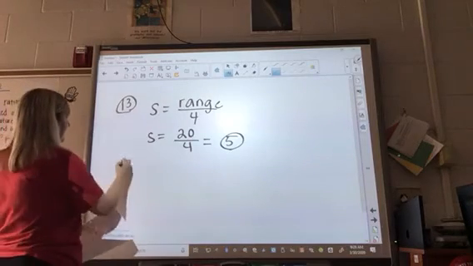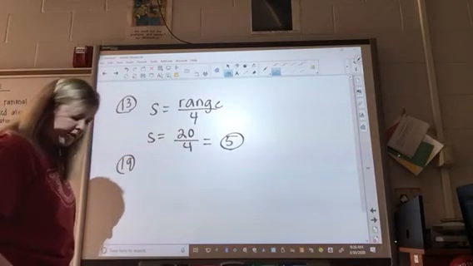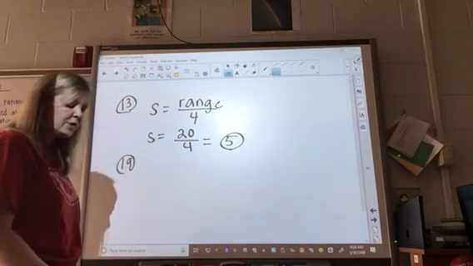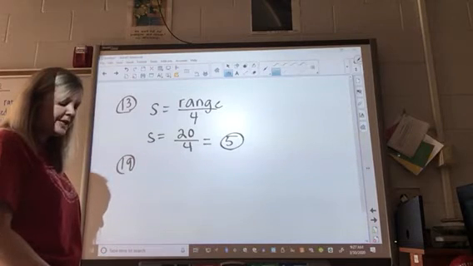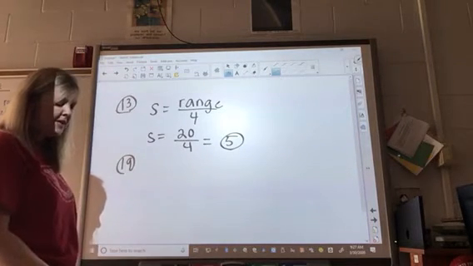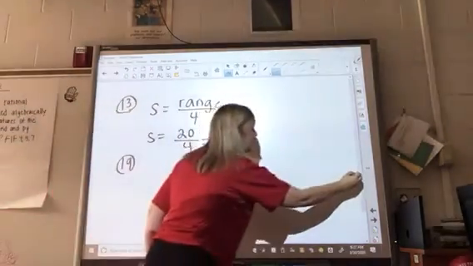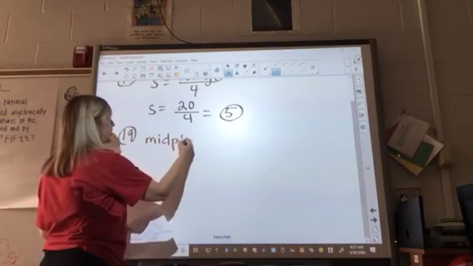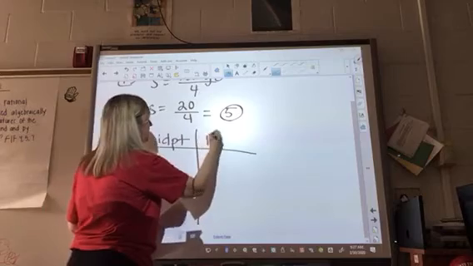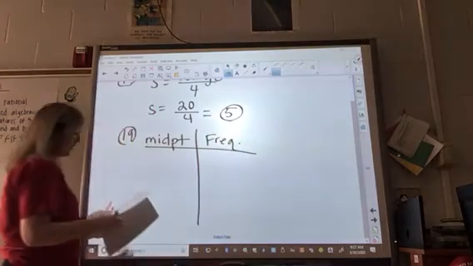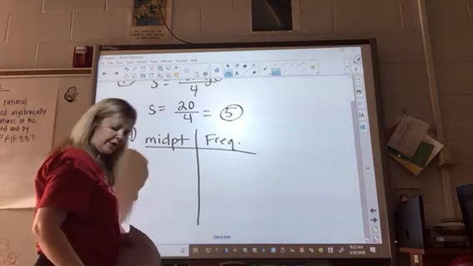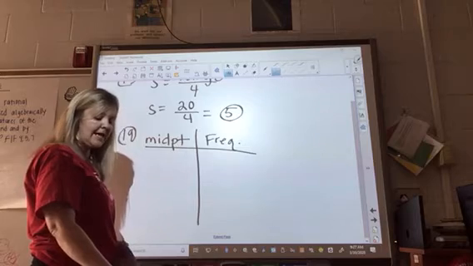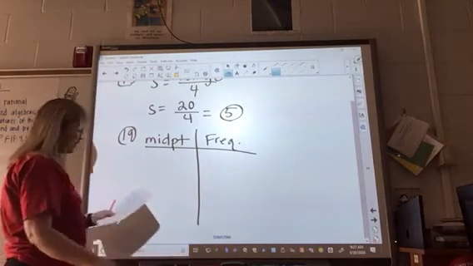Let's do 19. 19 says, the cost per load in cents of 35 laundry detergents tested by a consumer organization are shown here. Find the variance and standard deviation. All right, just like we did in section 3.1, I have to find the midpoints of that first column. Remember what I do, on that first column, the limits are 13 to 19, so I'm going to add those and divide by 2. That number is 16.